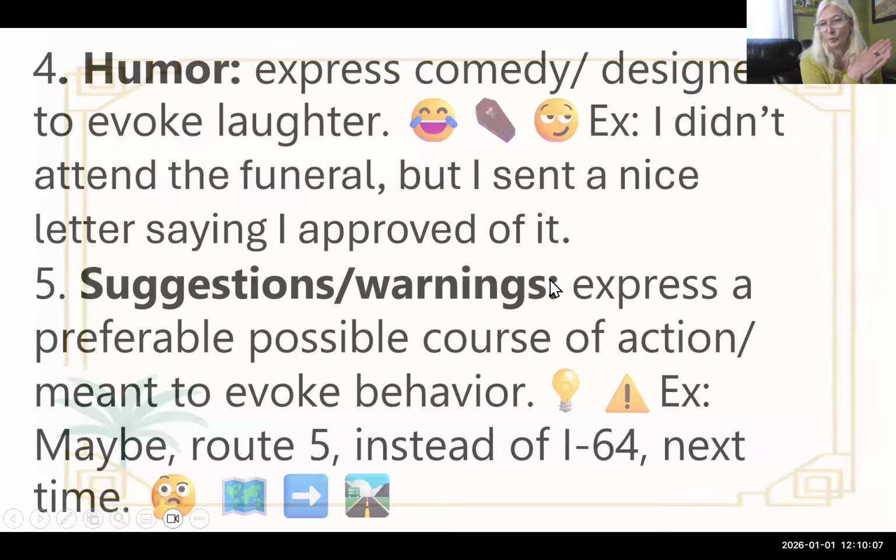Finally, suggestions and warnings. These express a preferable possible course of action. These are sort of light versions of imperatives. And these can either say, don't do this, a warning, or do this, a suggestion. So for example, maybe Route 5 instead of I-64 next time. That's just a suggestion of a route. It doesn't make any claim about that.